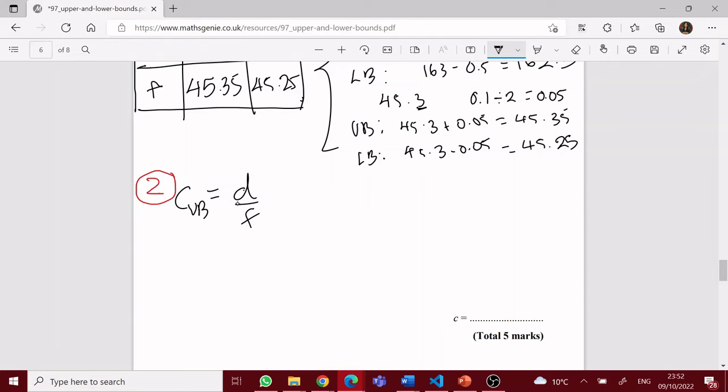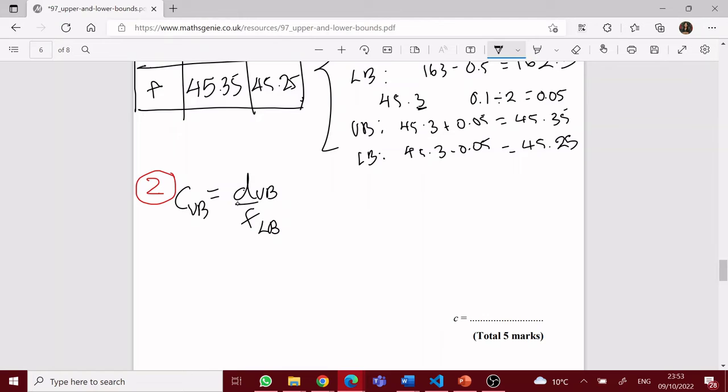So your first instinct would be, of course, I just divide the upper bound of D and F together. Of course, upper bound divided by upper bound, I get the upper bound of C, right? That's not the case. You divide the upper bound of D by the lower bound of F. Why do I do this?